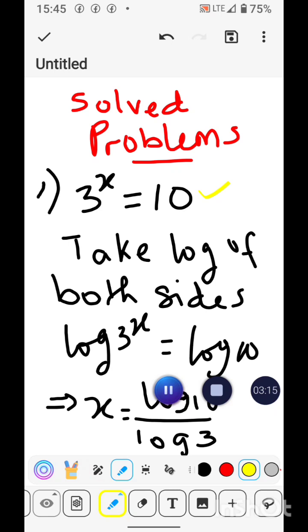So to do that, we take the log of both sides. Taking log of both sides, and that will be to the base 3, log 3 raised to the power x equal to log 10, which implies x log 3. Log 3 raised to the power x is the same as x log 3. So x log 3 equal to log 10. If you divide both sides, you are going to have log 10 over log 3. So x is log 10 divided by log of 3.